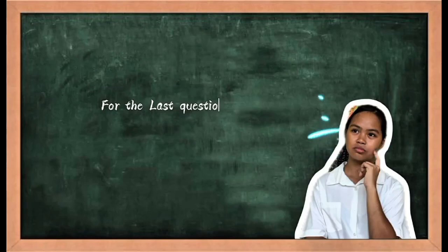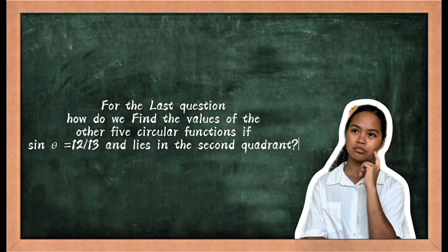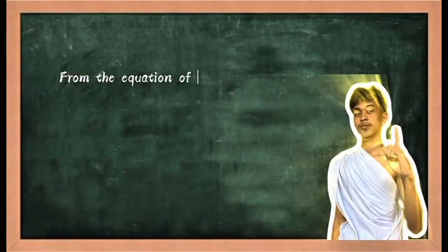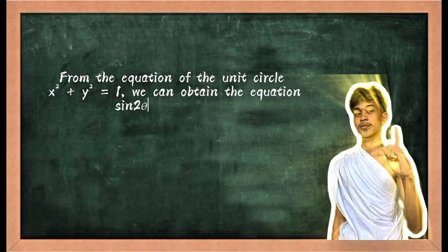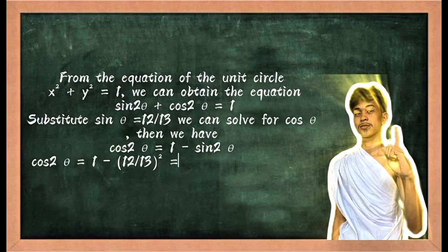For the last question, how do we find the values of the other 5 circular functions if sine theta equals 12 over 13 and lies in the second quadrant? From the equation of the unit circle x squared plus y squared equals 1, we can obtain the equation sine squared theta plus cosine squared theta equals 1. Substitute sine theta equals 12 over 13, and we can solve for cos theta.